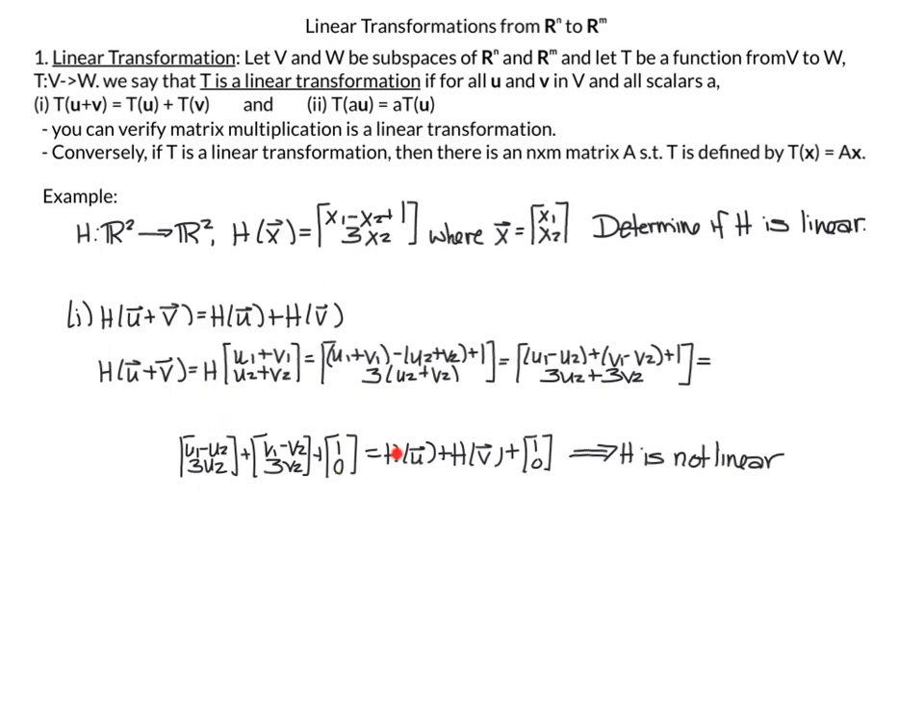So here I have h of u and here I have h of v, but I have this extra 1, 0. So in other words, h of u plus v does not equal h of u plus h of v. That's what this part is.